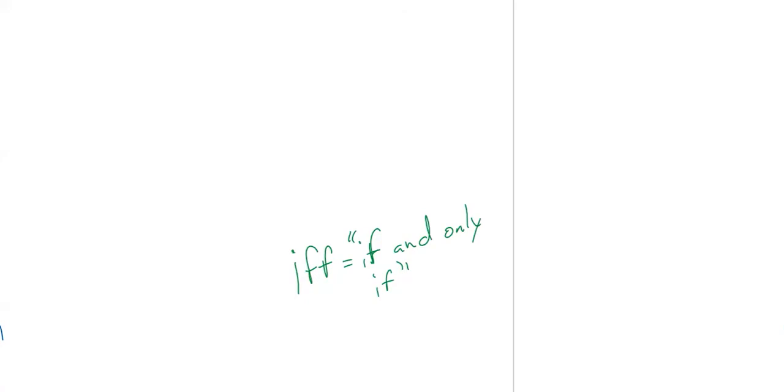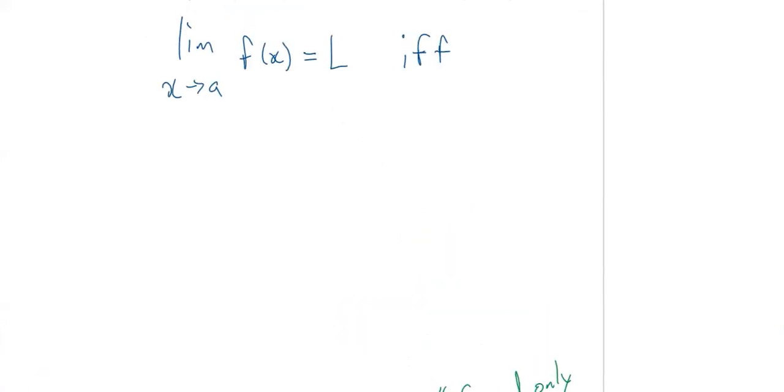So if one thing's true, the next thing is true. If one thing isn't true, the next thing isn't true. We're not going to get into this too much, but there's this whole area of logic that you can explore, and "if and only if" has a very specific meaning in that kind of logic.